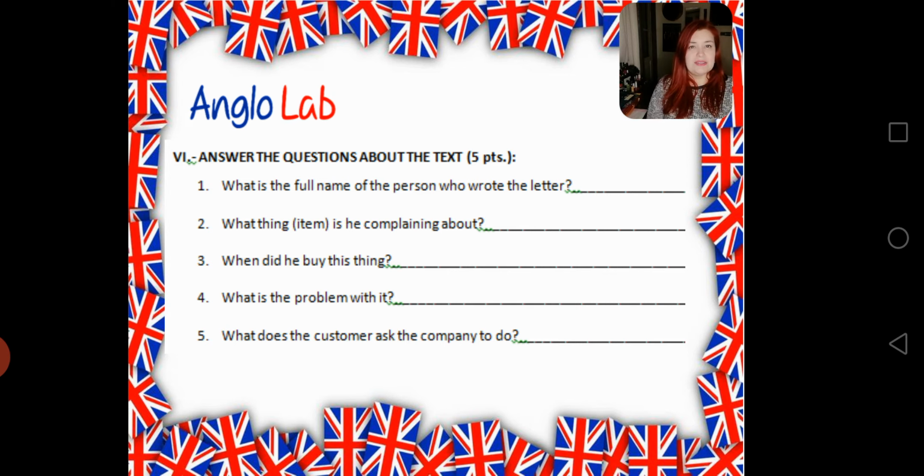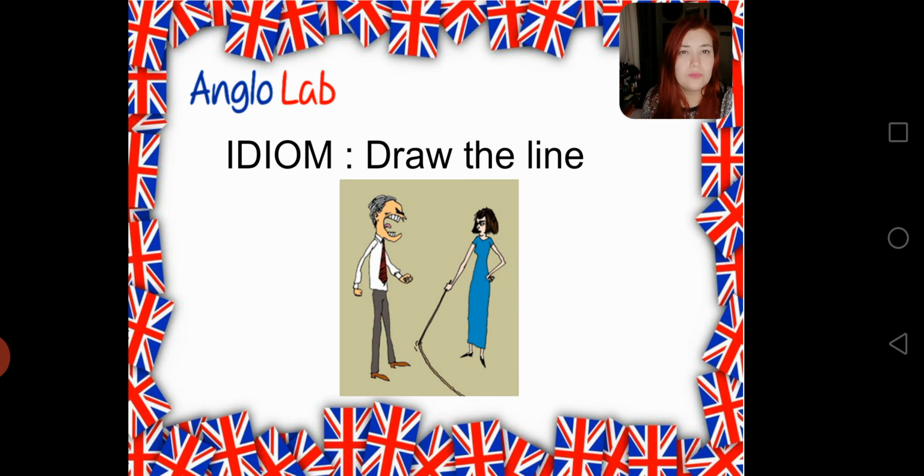The next exercise says, answer the questions about the text. In this case, you have 5 points. So you have to tell me what is the full name of the person who wrote the letter. What thing or item is he complaining about? When did he buy this thing? What is the problem with it? And what does the customer ask the company to do?